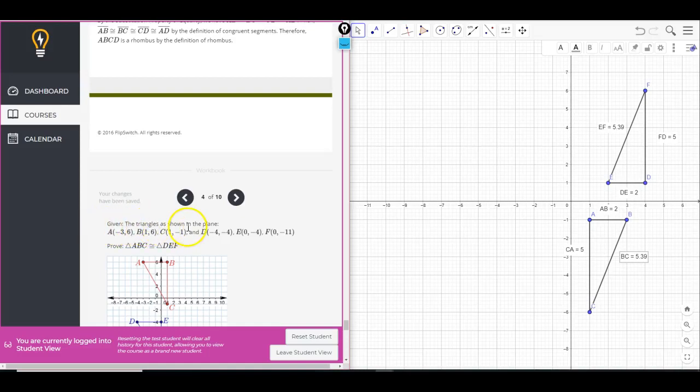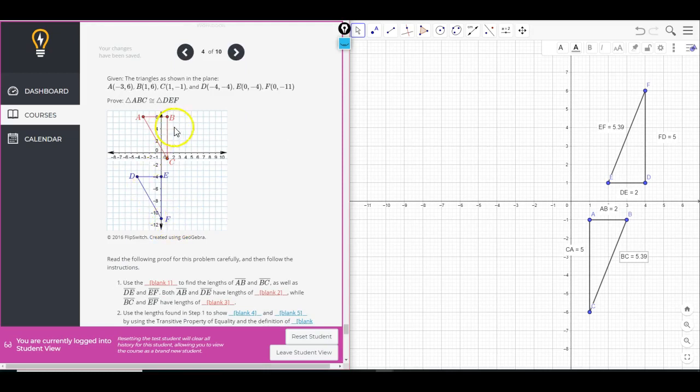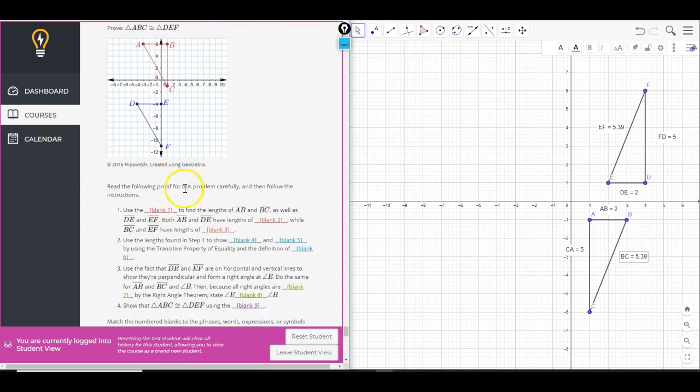Okay, given triangles as shown in the plane, A at -3, 6, B at 1, 6, C at 1, -1, and D at -4, 4, E at 0, -4, F at 0, -11. Prove that triangle ABC is congruent to triangle DEF. Again, they have it drawn. So read the following proof for this problem carefully and then follow the instructions.